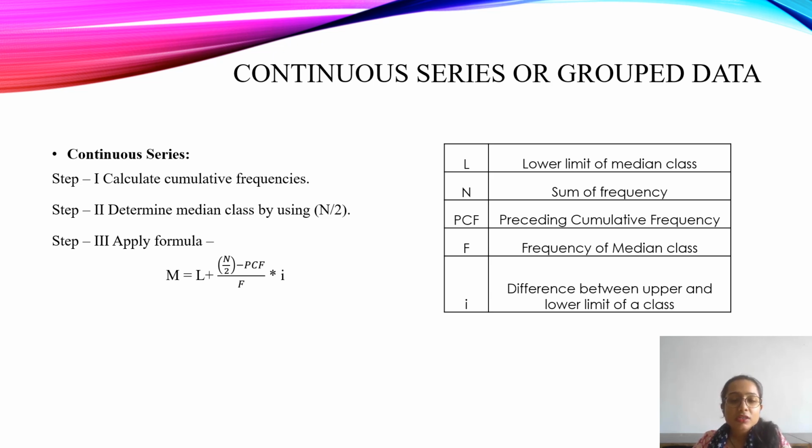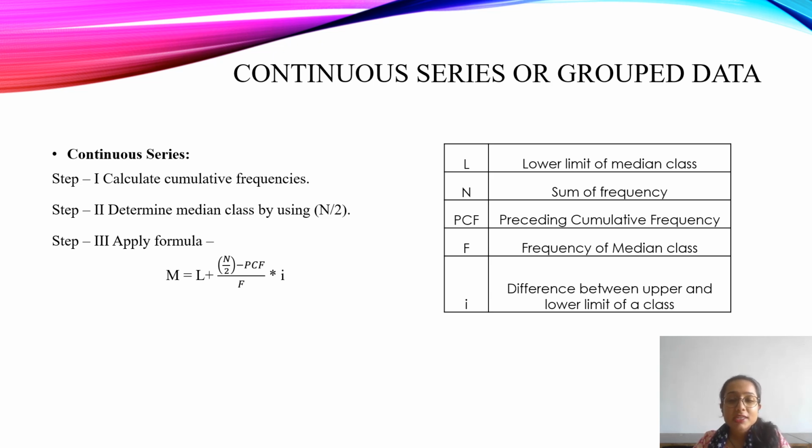Now, what do these notations mean? L stands for the lower limit of the median class. N stands for the sum of the frequencies, or the number of observations. PCF is the preceding cumulative frequency.